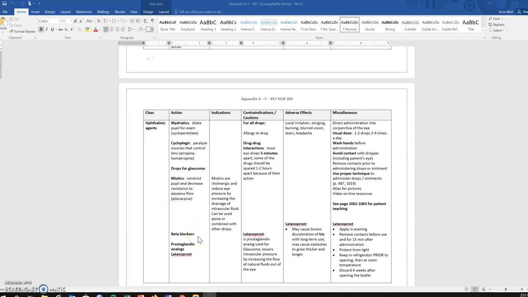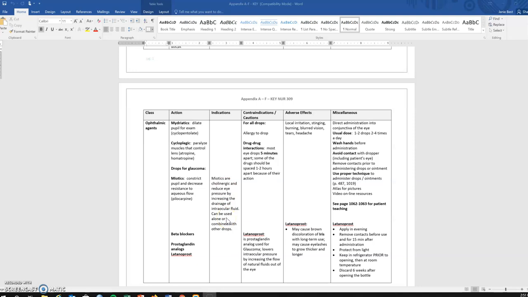Beta blockers may also be used in drops for glaucoma. And there are also prostaglandins. Latanoprost is a very common one. They are all used to reduce eye pressure. The miotics are used for eye pressure related to glaucoma.